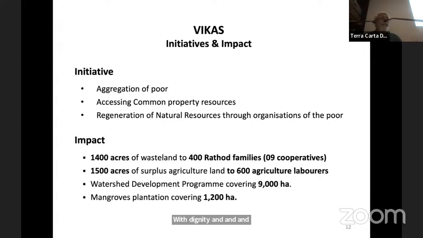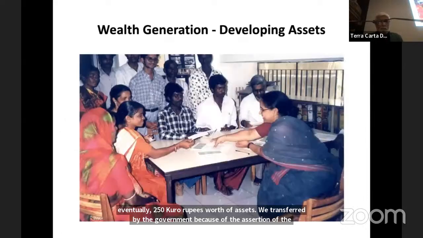And fortunately, after 15 years of struggle, 400 families got 1,400 acres of wastelands, 1,500 acres of agricultural land, 9,000 hectares of watershed development program assistance, and mangrove plantation of about 1,200 hectares. So eventually, 250 crore rupees worth of assets were transferred by the government because of the assertion of the community. This was somewhere in 1995.